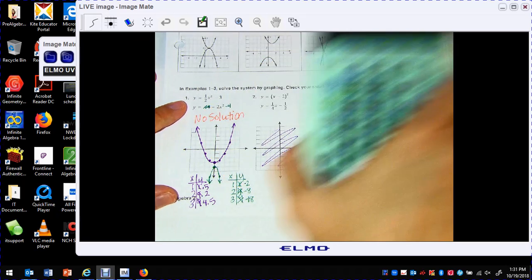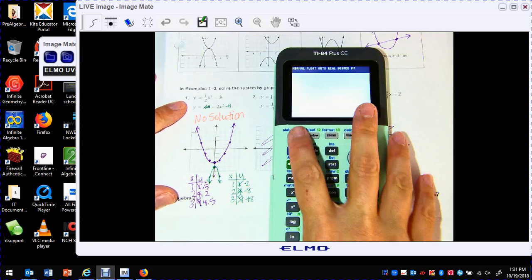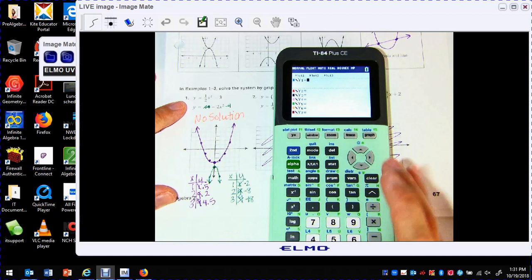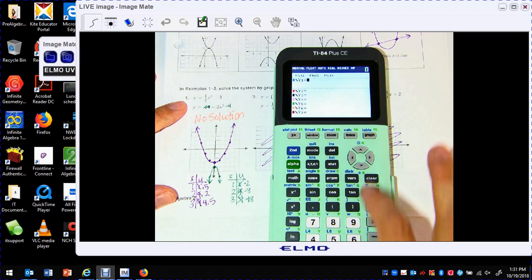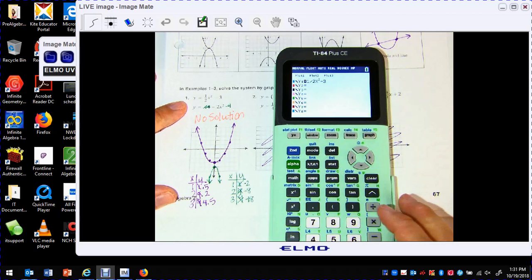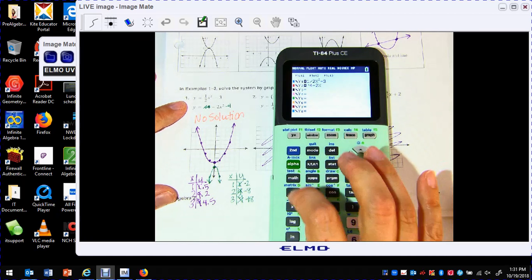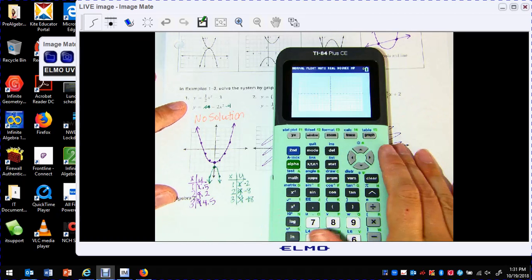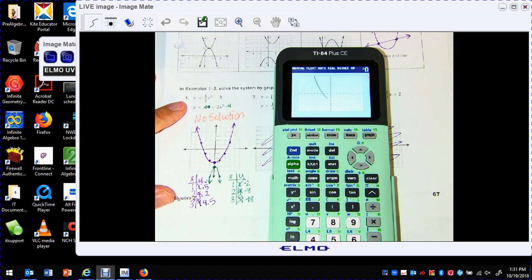Like I said, the calculator is an easy check. You go in and you type in both equations. 1/2 x squared minus 3, and under another line you enter -4 minus 2x squared, and you graph. Or you could have typed in -2x squared minus 4. They're the same equation, just written in a different order, and they don't intersect, so no solution.